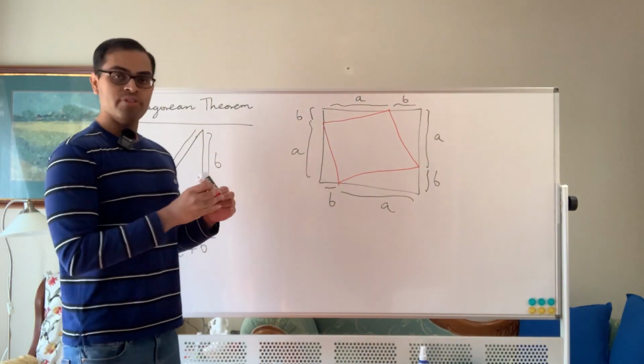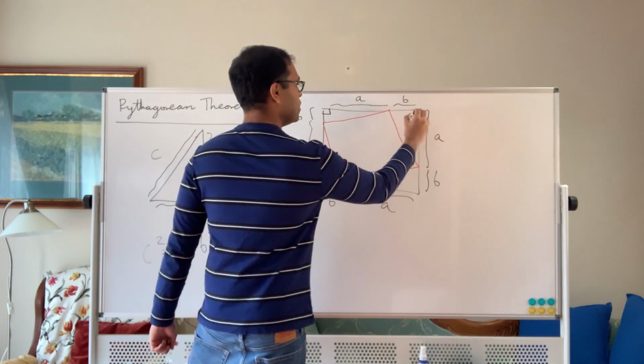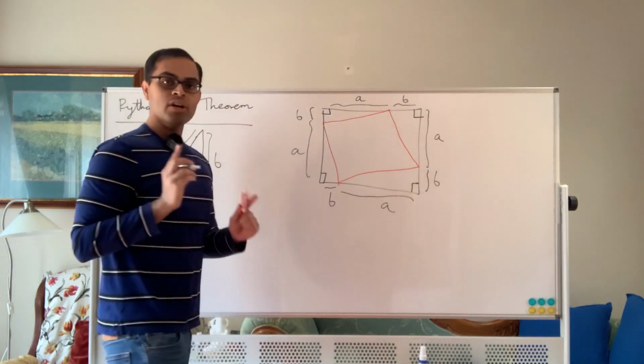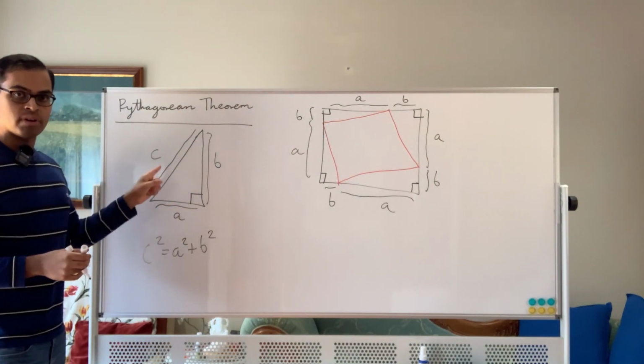The point is that first of all, in the original square, you're going to have all right angles, right? You're going to have all right angles because that's what the angles of a square are. And because of that, you know that whatever this triangle is, we're trying to figure out what c is.